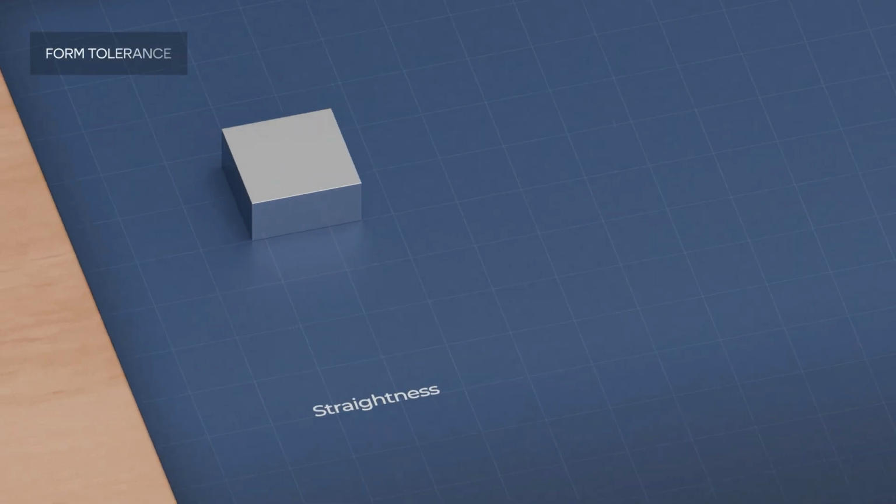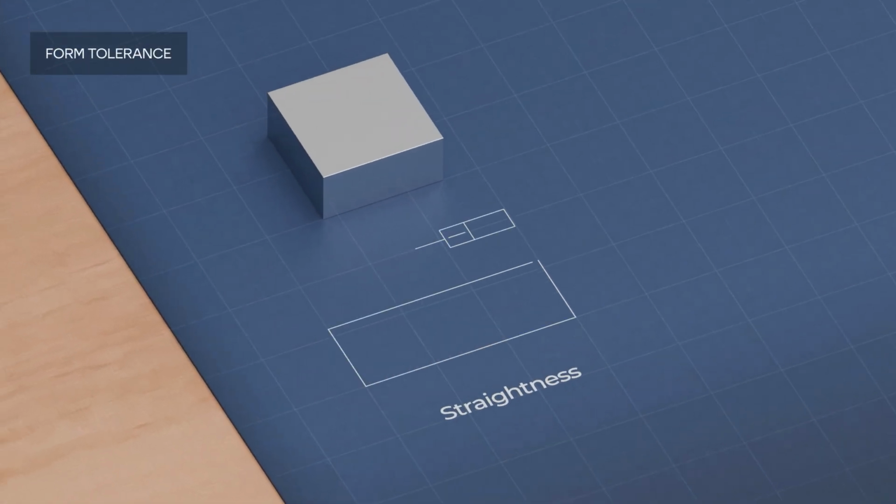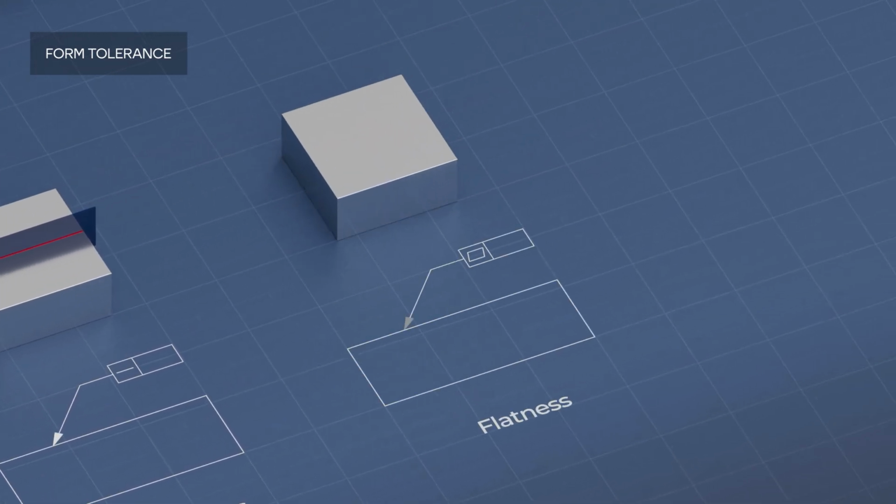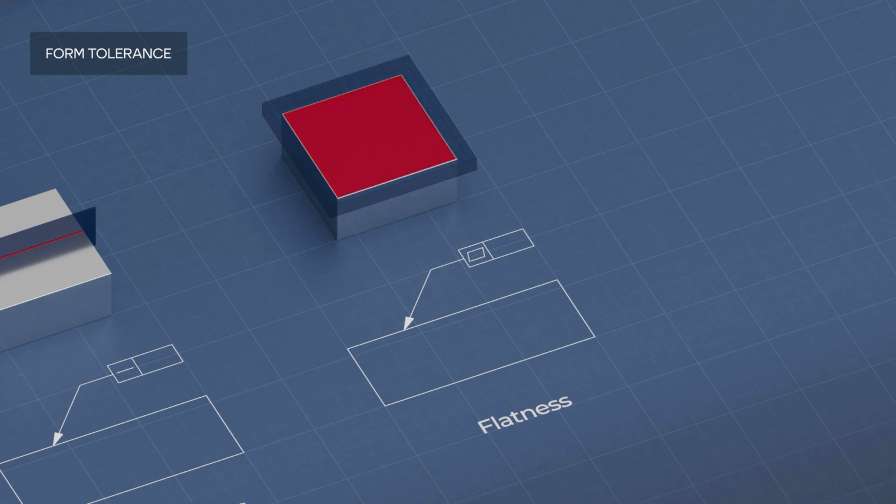Straightness. The tolerated line should lie between 2 parallel lines. The distance between these 2 lines is the tolerance value. Flatness. The tolerated surface should lie between 2 parallel surfaces. The distance between them is the value of the tolerance zone.